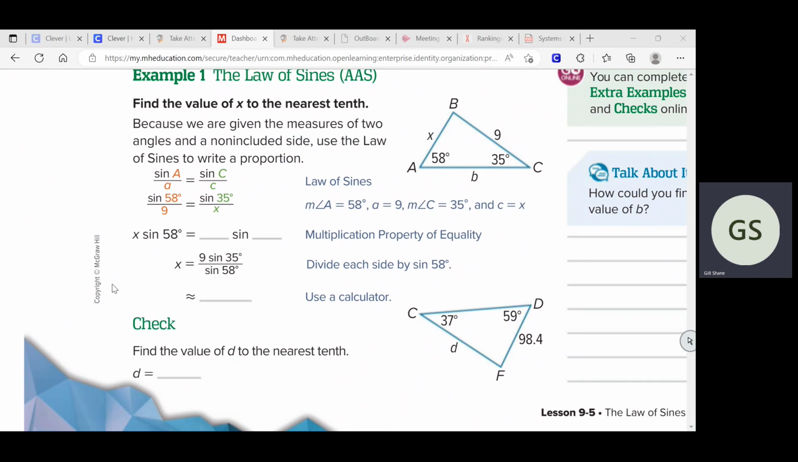Somebody do the final answer, so everybody can check their answer. 6.1 sounds right, I believe. I said somewhere around 6, so that would make sense. And I do believe I remember that. So that's what you should get when you do all the math out.